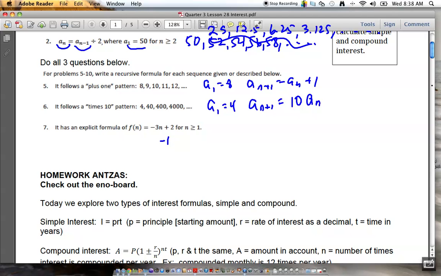So my first term is negative 1. And then for each succeeding term, I'm going to go down 3. That's what the negative 3n in front will do. That's the rate of change. So I'll change it up a little bit here. A sub n equals a sub n minus 1. Again, new term, previous term. Doesn't matter if you use an n plus 1 and an n, or an n and an n minus 1. It's the same thing, minus 3. Okay? Questions? All right.